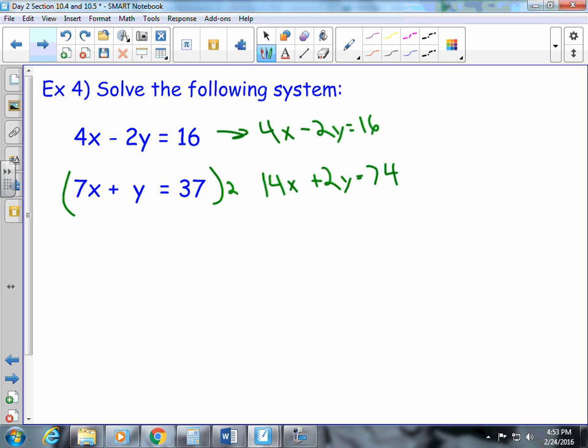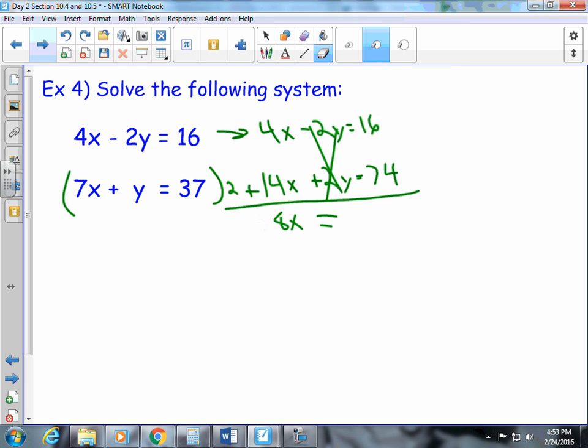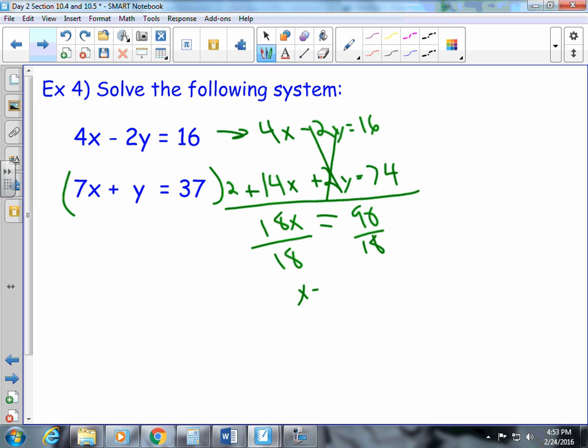All right? And now, again, I'm going to add up the two equations. So I get 18x. The y's cancel out. So 18x is equal to, what do we get? 90, right? Oh, this isn't 28, it's 18. My bad. So we get 18x is equal to 90. Divide by 18, divide by 18, x equals 5.